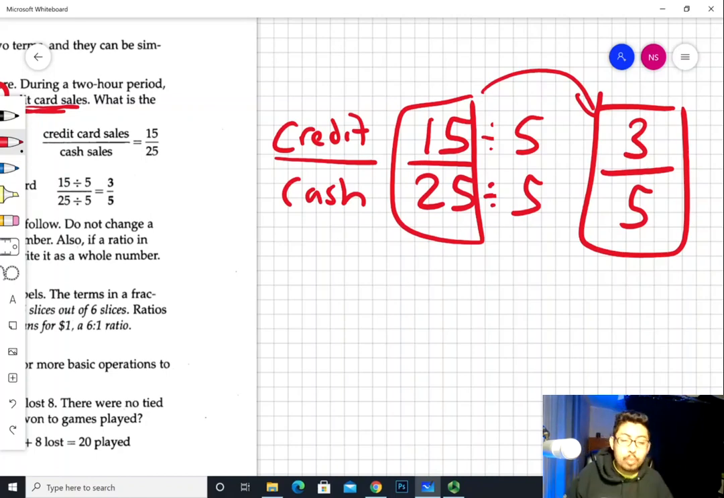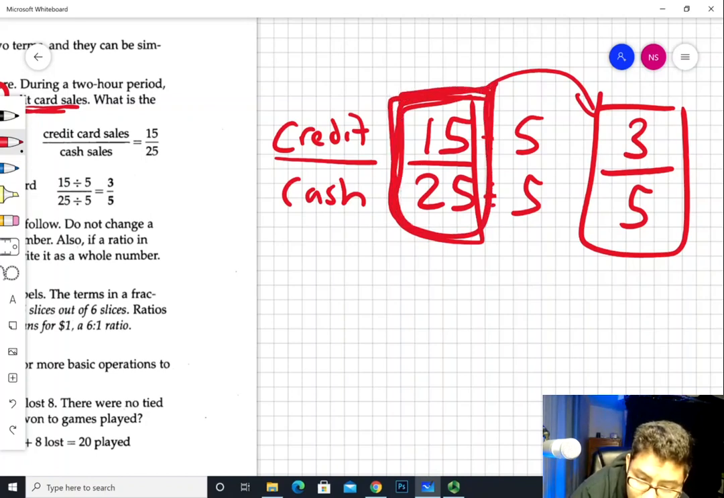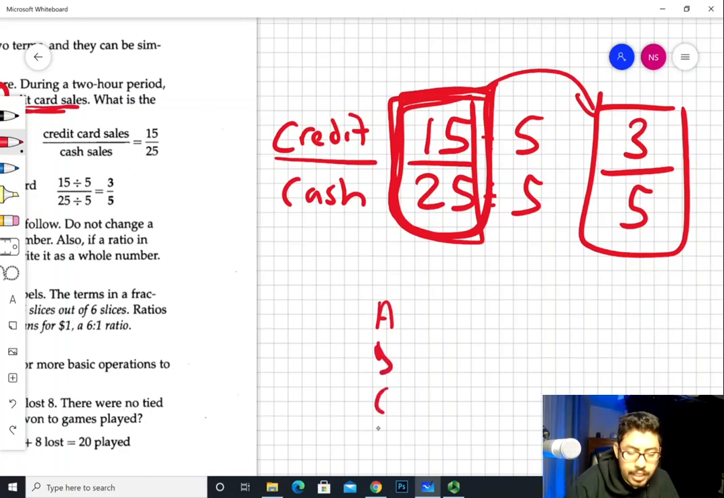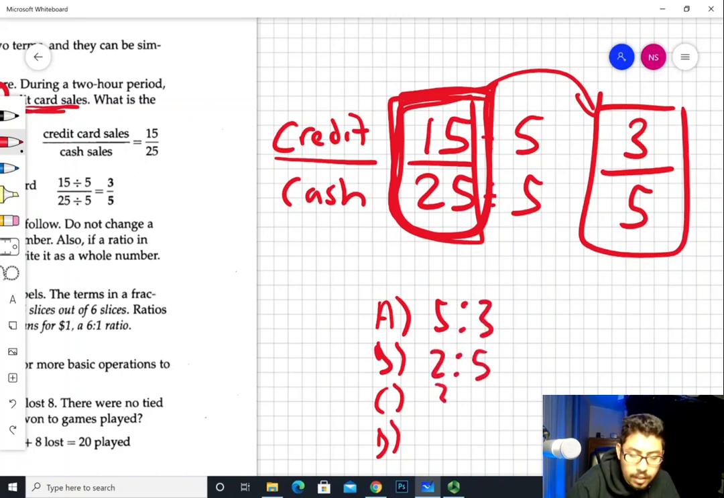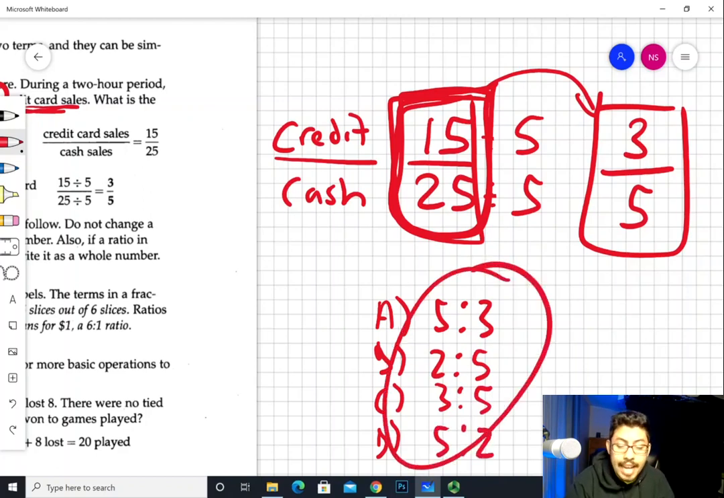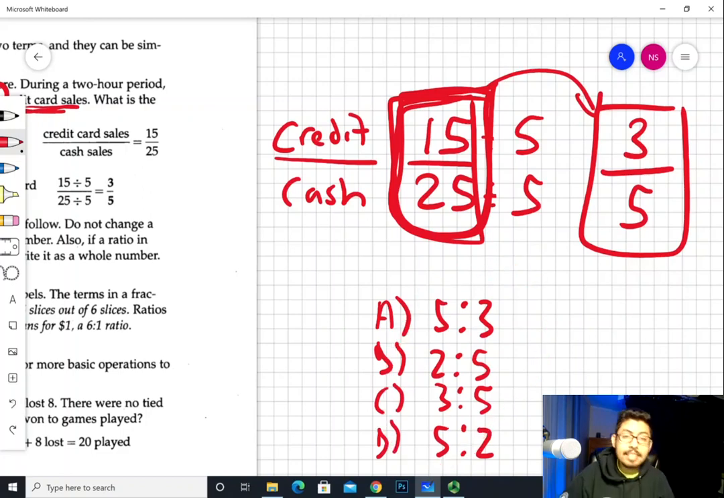The most simplified, which is why if you came up with this answer, and then you went to look at your multiple choice options on your GED, there's a reason why you won't see 15 or 25 on any of the answers. That's because the GED likes to not only write numbers in rounded terms, but in simplest terms, which is why you must always be prepared to simplify your ratios. The answer here would be C, 3 to 5.